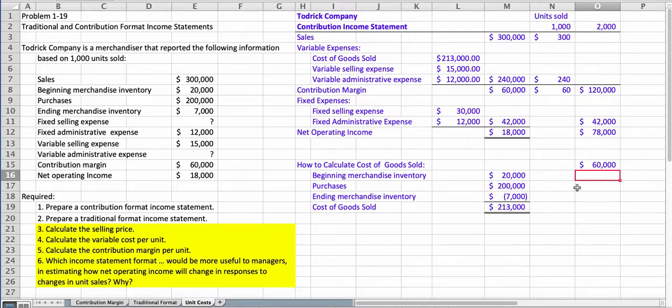And that's the relationship. We'll be able to tell if we sell 1,500 units what the net operating income is because that contribution margin will not change unless we're told otherwise. And that is something to remember for future problems. So with that, we've answered 3, 4, 5, and 6.